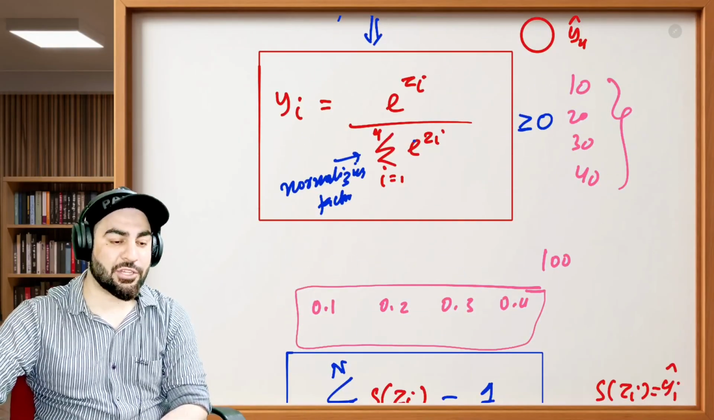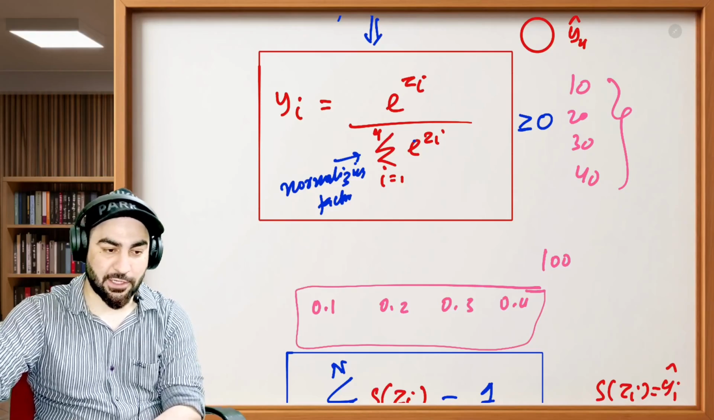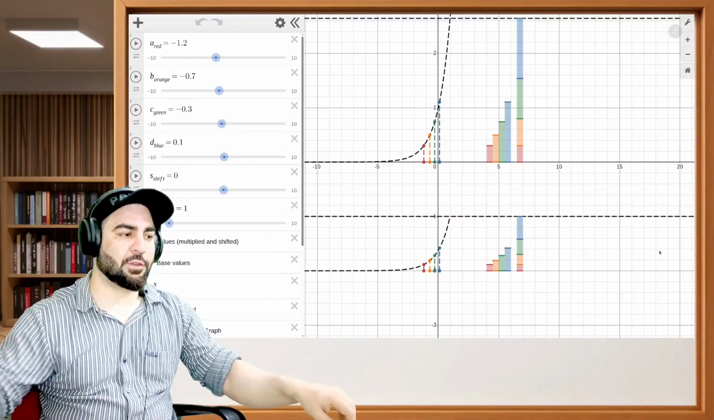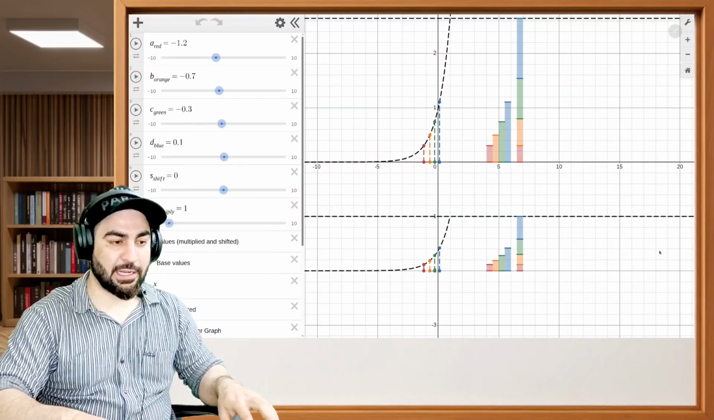Okay, let me just share a graph with you so that you can visualize this function. Give me maybe a second or so. So this is softmax. If you see, I have 4 values in there. First I'll explain this graph.